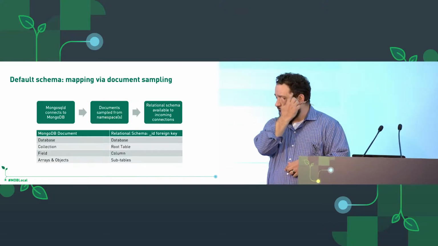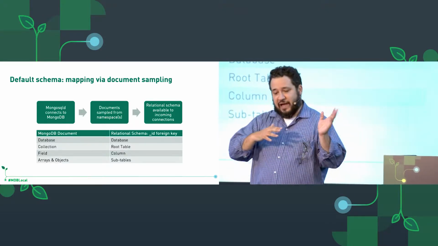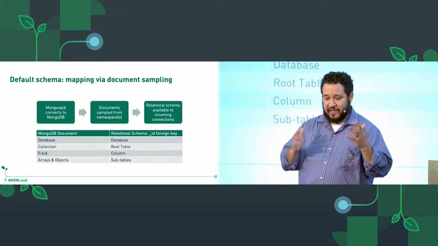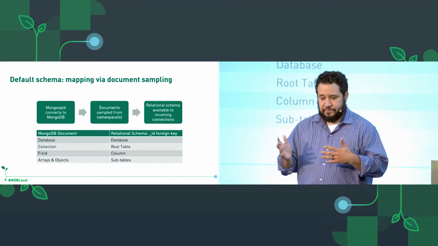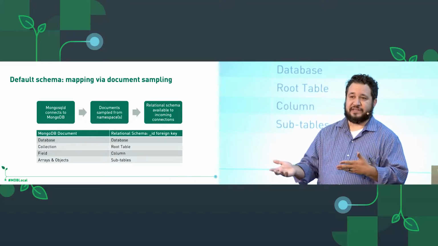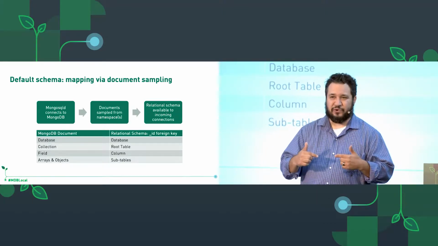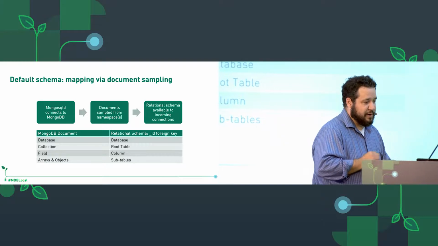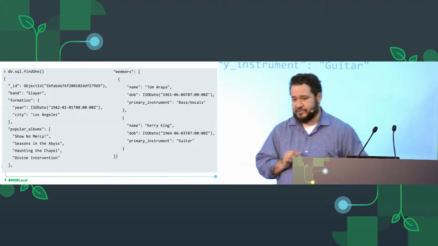So at a high level, databases are mapped to databases in terms of naming. Collections are mapped to a root table. Fields become columns, and arrays and objects are represented in subtables. And we'll get a little bit more into detail on that in a moment. So take a look at this document structure.